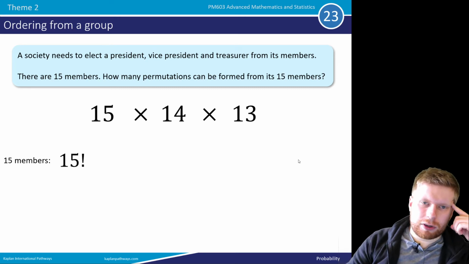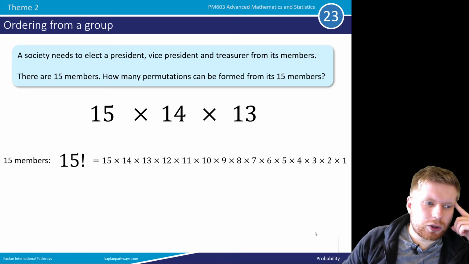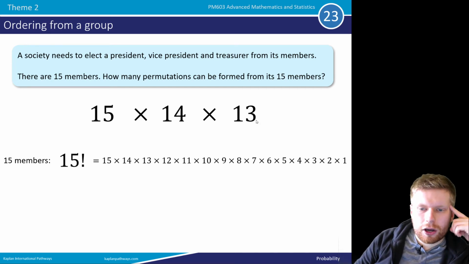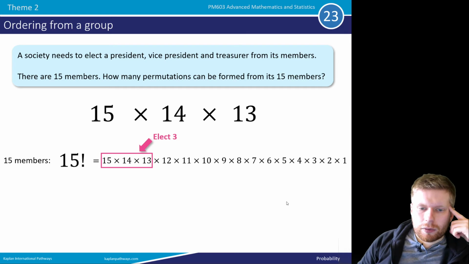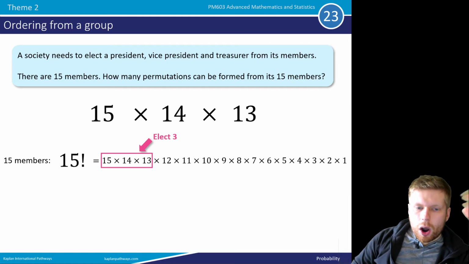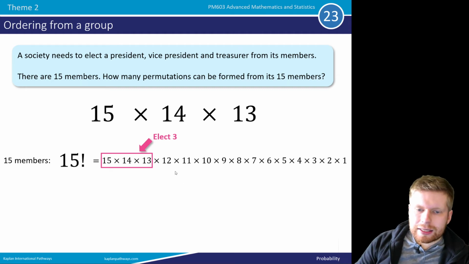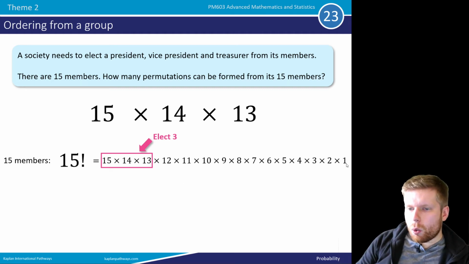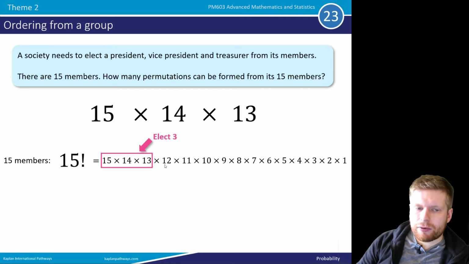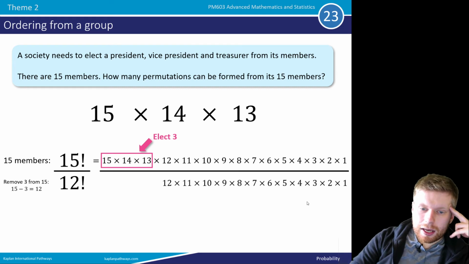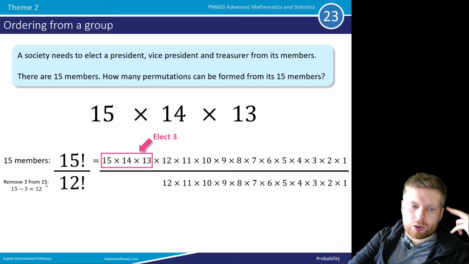So this kind of looks like a 15 factorial. So 15 factorial would look like this. However, it's not quite. It kind of stops prematurely. It only goes as far as the 13, okay? So because we've elected those 3 people, we only want the 15 times the 14 times the 13 part of the 15 factorial. So therefore, we need to remove all of these numbers over here from the 15 factorial, the 12, the 11, the 10, the 9, the 8, the 7, etc. Okay, so therefore, in order to remove something from a factorial, what do we need to do? We need to divide. Okay, so we need to divide this kind of 12 factorial, if you like.